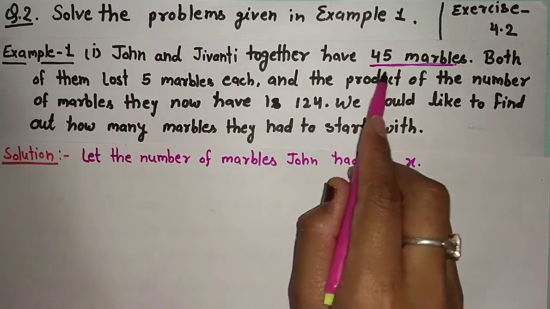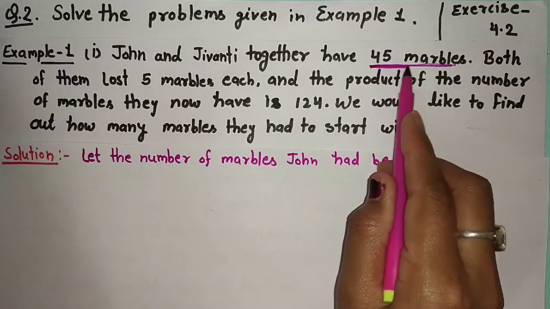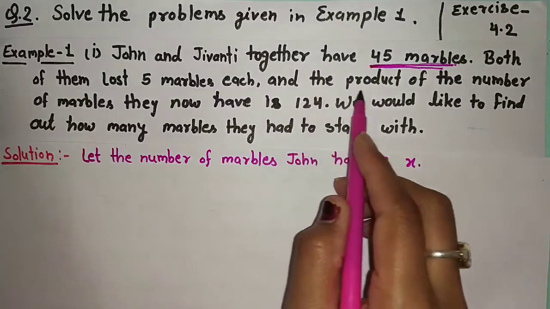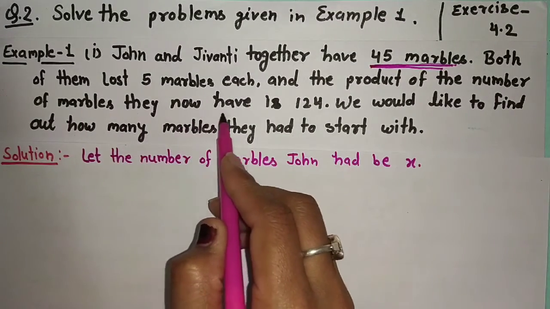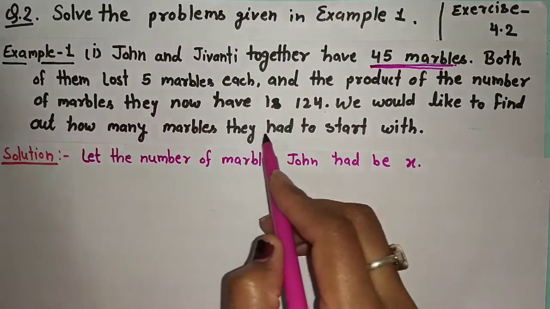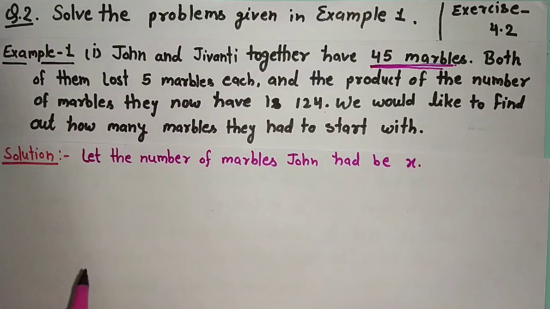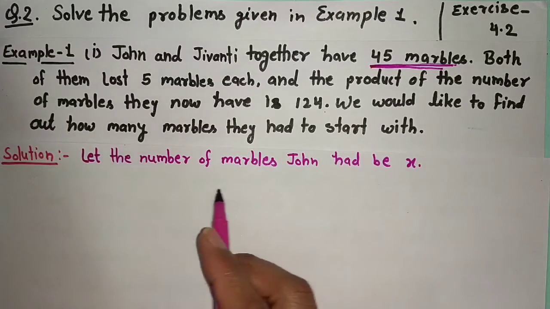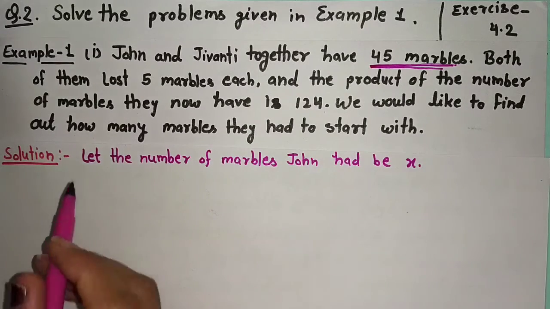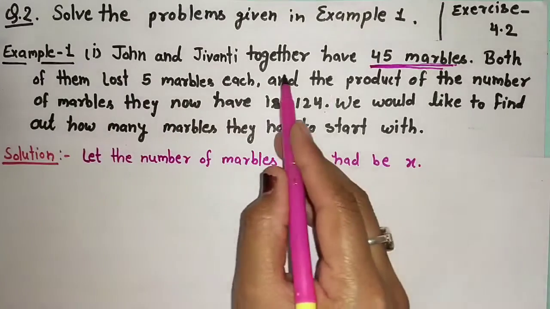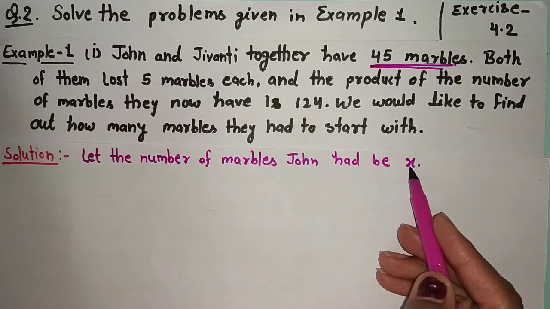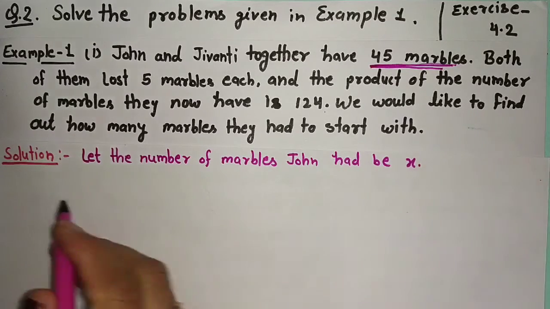John and Jivanti together have 45 marbles. Both of them lost 5 marbles each, and the product of the number of marbles they now have is 124. We would like to find out how many marbles they had to start with. Let the number of marbles John had be x. It is given that John and Jivanti together have 45 marbles. If John has x marbles, then Jivanti has 45 minus x.